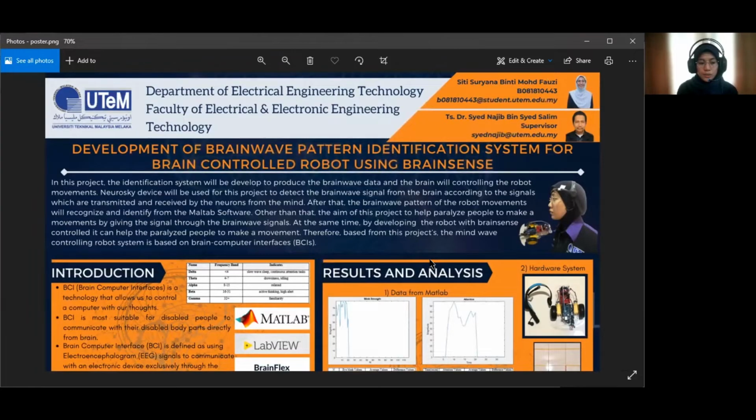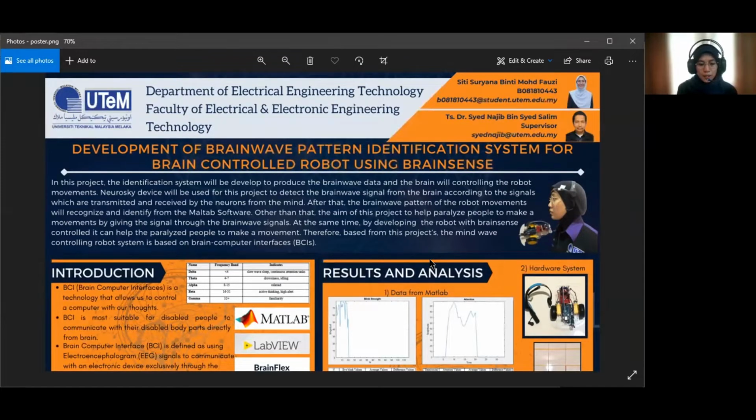Bismillahirrahmanirrahim. So I will start to present my poster entitled Development of Brainwave Pattern Identification System for Brain Control Robot using Brainsense. Roughly, in this project, the identification system will be developed to produce the brainwave data, and the brain will control the robot movements. And a NeuroSky device will be used to detect the brainwave or neural signal from the brain, according to the signals which can be transmitted and received by the neurons from our mind.